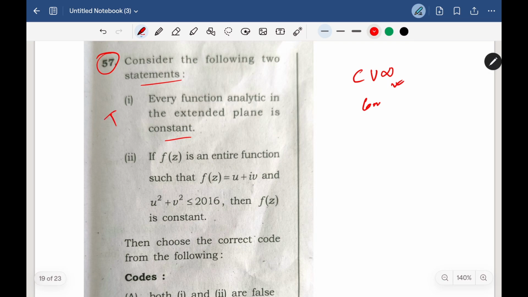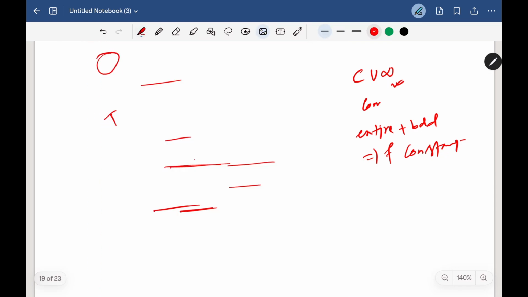And statement 2 says that if f of z is entire and such that f of z equals u plus iv and u square plus v square is less than or equal to 2016, then f of z is constant. So we know Liouville's theorem: if f is entire plus bounded, then f is constant. This is nothing but Liouville's theorem. So here this means that f is bounded, and it is given that f is entire, so bounded plus entire, then f is constant.